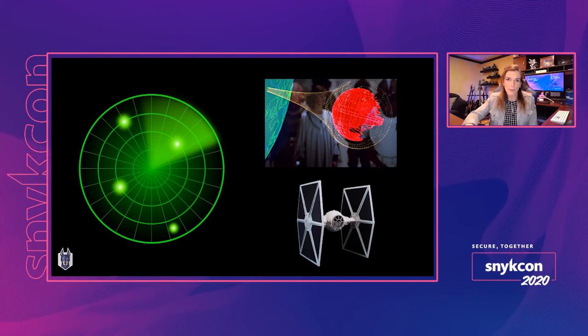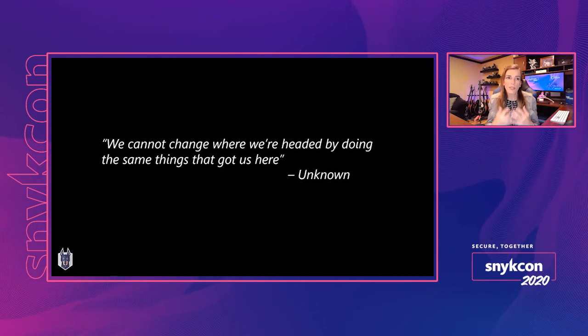So as I wrap up, I want to leave you with this quote. And it's very simple, and this is really a call out to everybody out there to think about this differently. You can't change where we're headed and get more secure if we keep doing the things that got us here. It doesn't work that way. So we need to think about them differently.